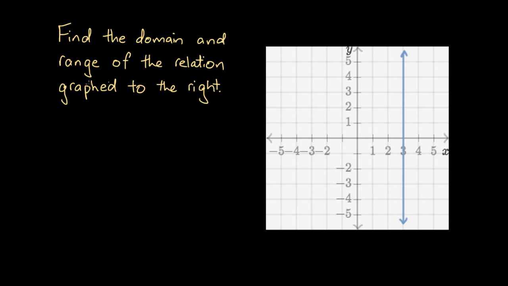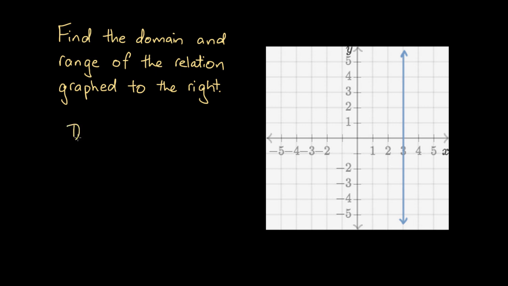Find the domain and range of the relation graphed to the right. Well, this graph shows a blue vertical line which crosses the x-axis where x equals 3, and it has two arrows, an arrow at either end of this line, which indicates that the line continues upwards forever and downwards forever beyond the confines of our graph.